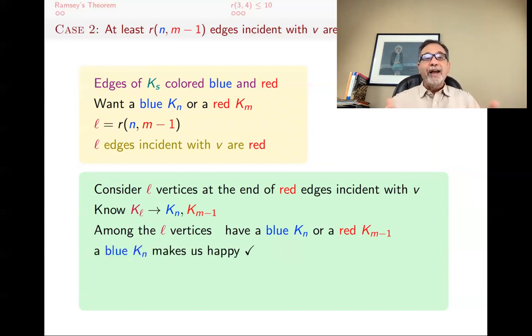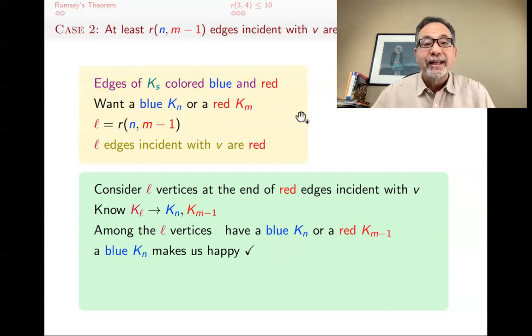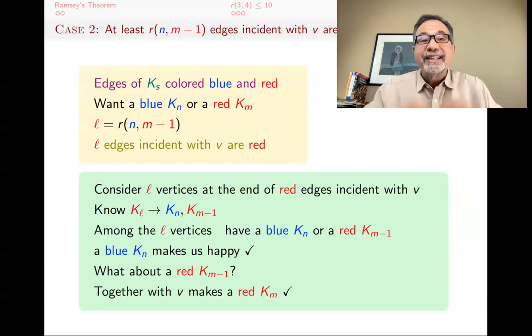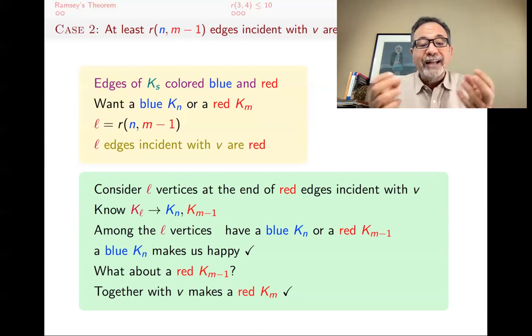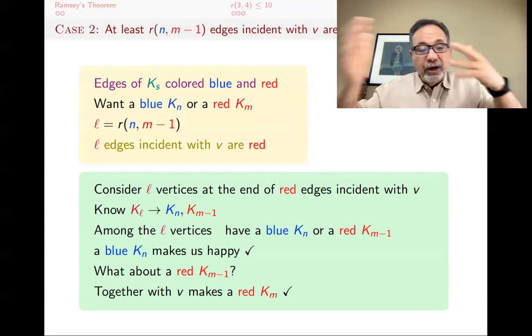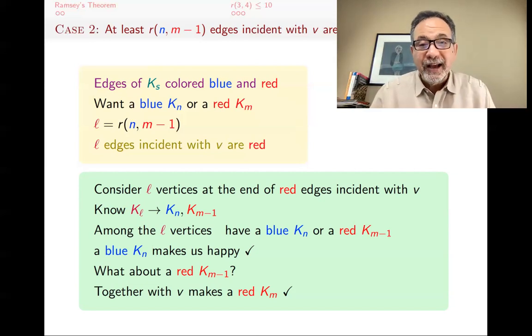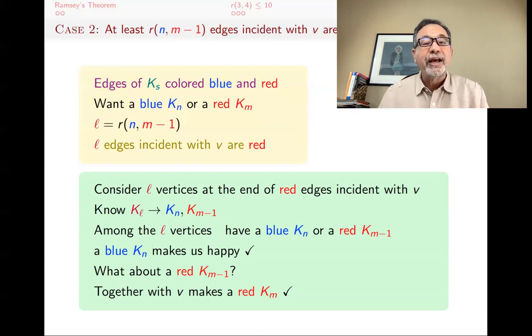Again, if I have a blue Kn, well, I'm happy already, because that was one of the things I was looking for, a Kn with all the edges among them blue. But what if I have a red Km minus 1? This time, together with V, because V is connected to all those L vertices with a red edge, but in particular to those m minus 1 vertices among those L vertices, by a red edge. And so all those edges are red: the ones among those m minus 1 vertices are red, and all the edges coming out of V are red. And so we get a red Km, and we are done.